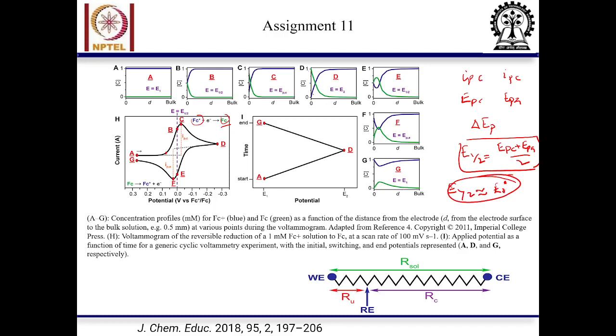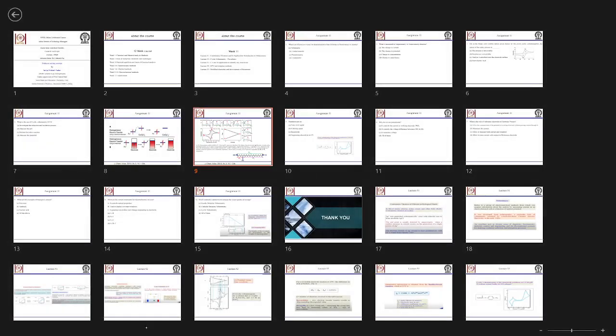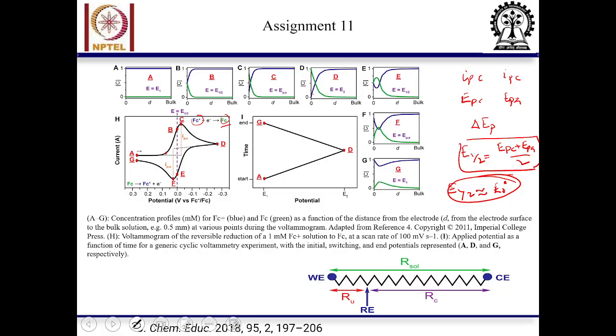You can go to this paper, Journal of Chemical Education. This is one of the highest cited papers and a very nice paper which came in 2018. I recommend all the people should go through this paper, which is very nice. I will upload it in the OneDrive also.